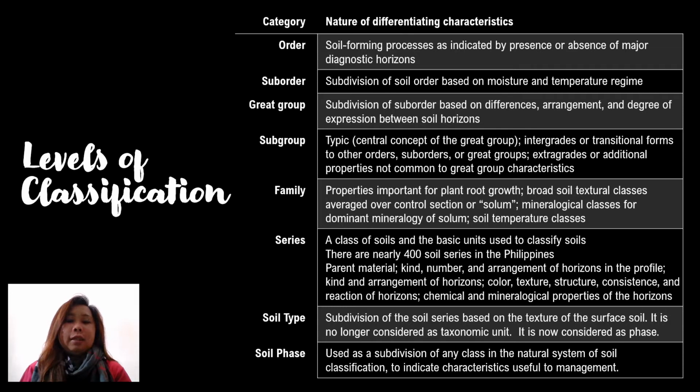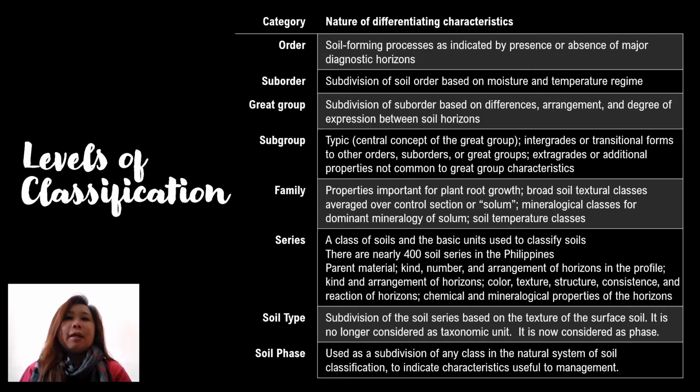A series is a class of soils and the basic unit used to classify soils. There are nearly 400 soil series in the Philippines. The parent material, the kind, number, and arrangement of horizons in the profile, color, texture, structure, consistence of horizons, and chemical and mineralogical properties of the horizons are being considered in classifying different soil series.